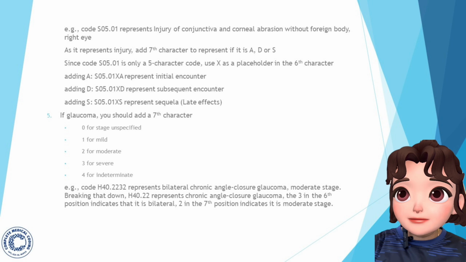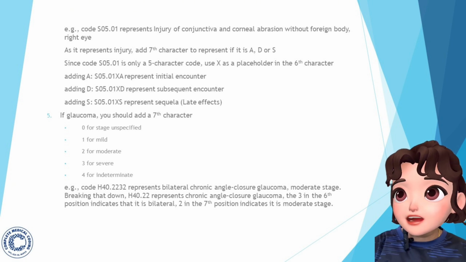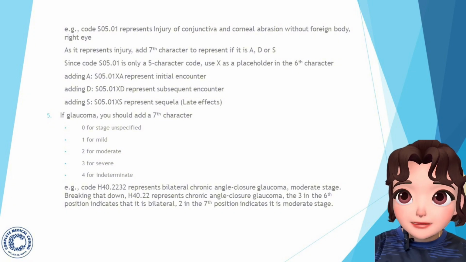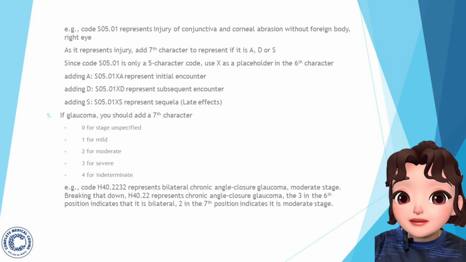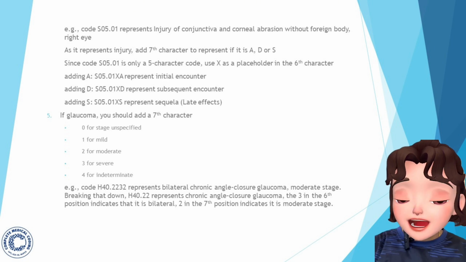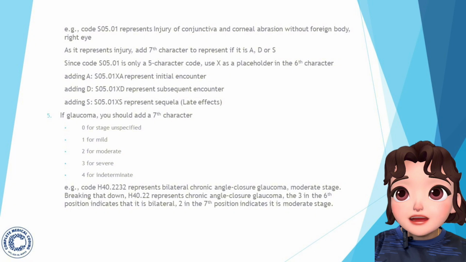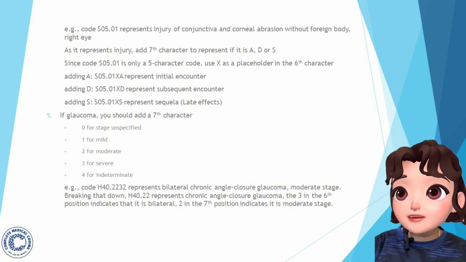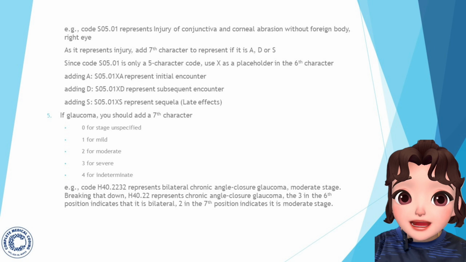For example, code S05.01 represents injury of conjunctiva and corneal abrasion without foreign body, right eye. As it represents an injury, we should add a 7th character to represent if it is initial. A, D or S means initial, subsequent or sequela. Since code S05.01 is only a 5 character code, see how many characters it is?